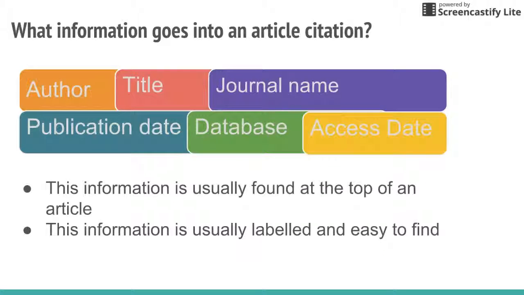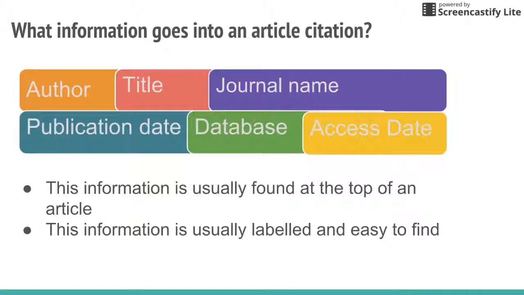I need to find the author, their name. I need to find the title of the article. I need to find the journal that the article appeared in. Sometimes this is also called the source of the information. I need to find the publication date, so when this information was made or made available to us.